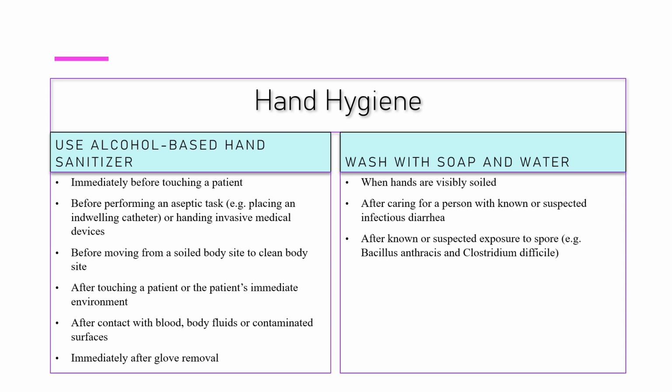The CDC recommends that you wash your hands with soap and water anytime your hands are visibly soiled, after caring for a person with known or suspected infectious diarrhea, and after known or suspected exposure to spores such as with anthrax and C. diff. While these are the recommendations from the CDC while caring for patients, it is also important to remember when to wash your hands during everyday tasks.